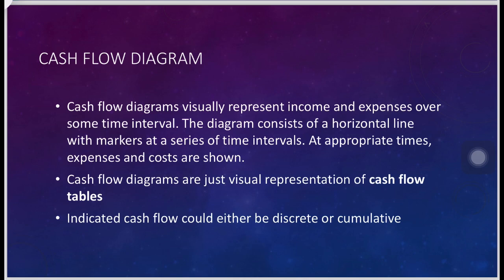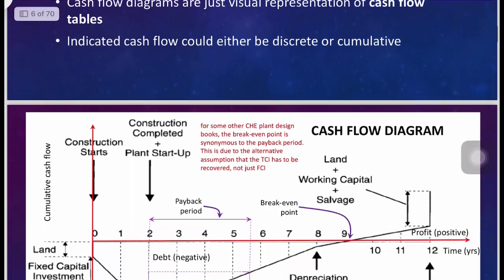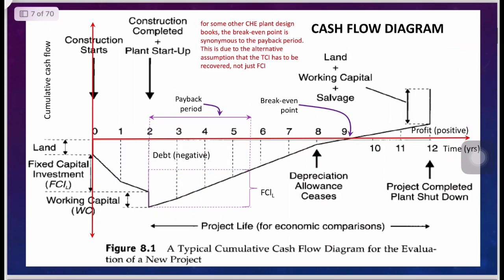Okay, so the cash flow diagram visually represents income and expenses over some time interval. The diagram consists of a horizontal line with markers at a series of time intervals. So at appropriate times, expenses or costs are shown. So the cash flow diagrams are just visual representations of cash flow tables. So the indicated cash flow could either be discrete or cumulative. Right? So this is an example of a cash flow diagram.